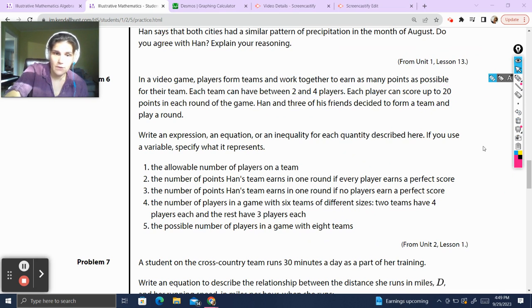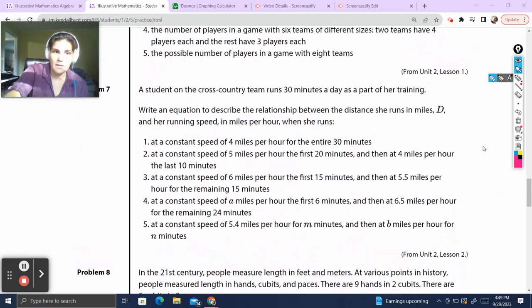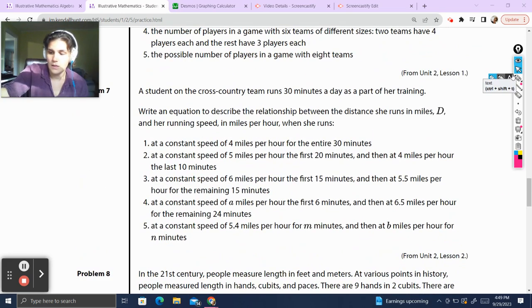Pause if you need to go over that again, and we're going to move on to problem number 7. For problem number 7, we have a student on the cross-country team who runs 30 minutes a day as part of her training. Write an equation to describe the relationship between the distance she runs in miles d and her running speed in miles per hour when she runs.